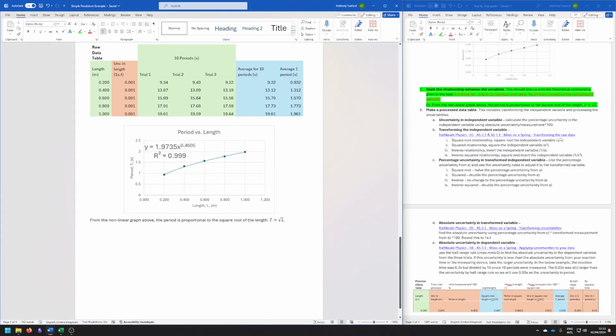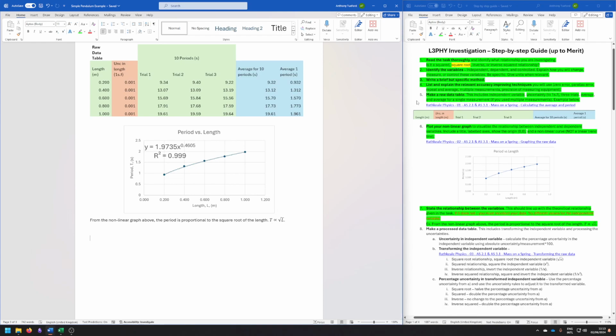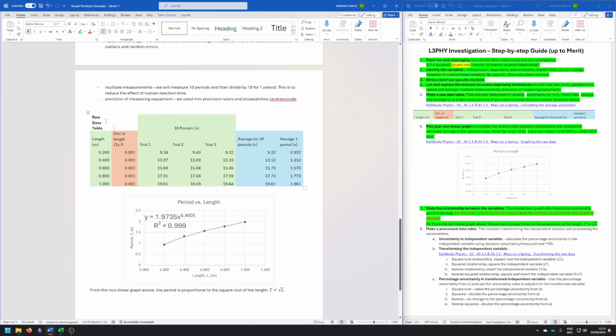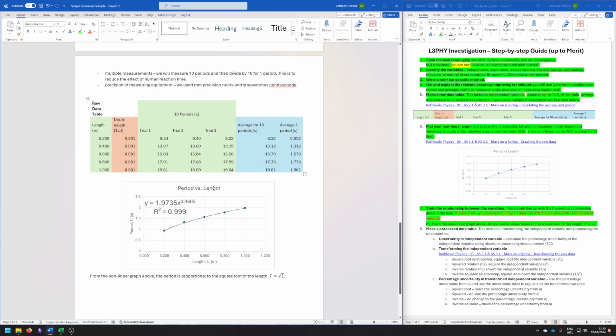Welcome back, it's Mr. Tuxford here, and we're just continuing our step-by-step guide on the Level 3 Physics Investigation Standard. So far we have read the task, identified variables, written a method, explained accuracy techniques, constructed our raw data table in Excel, ensuring things are to the correct level of precision, copied it to our Word report, and of course made our non-linear graph and stated the relationship.